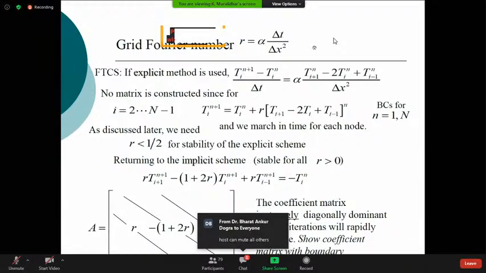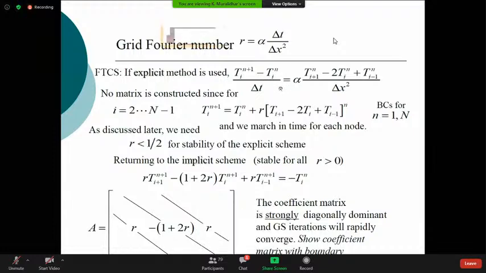Okay, so let's continue. So suppose you had used an explicit method. Notice that there is no matrix construction required for finding this Ti^(n+1). The basic unknown is Ti^(n+1). It is available to you in terms of temperatures at level n. So explicit methods will not require you to form a matrix. So that is a big advantage.